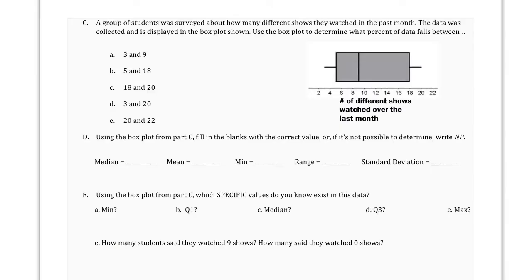With problem C here, we start to get into the interpretation of the box and whisker plot again. And so one of the biggest things to remember is that each little section, if you look at the box and whisker plot, it's divided into 4 sections. Those are the 4 quartiles. Right, we have, and I'll write them out here, we have the min to Q1, and then you have Q1 to the median, then you have the median to Q3, and you have Q3 to the max.